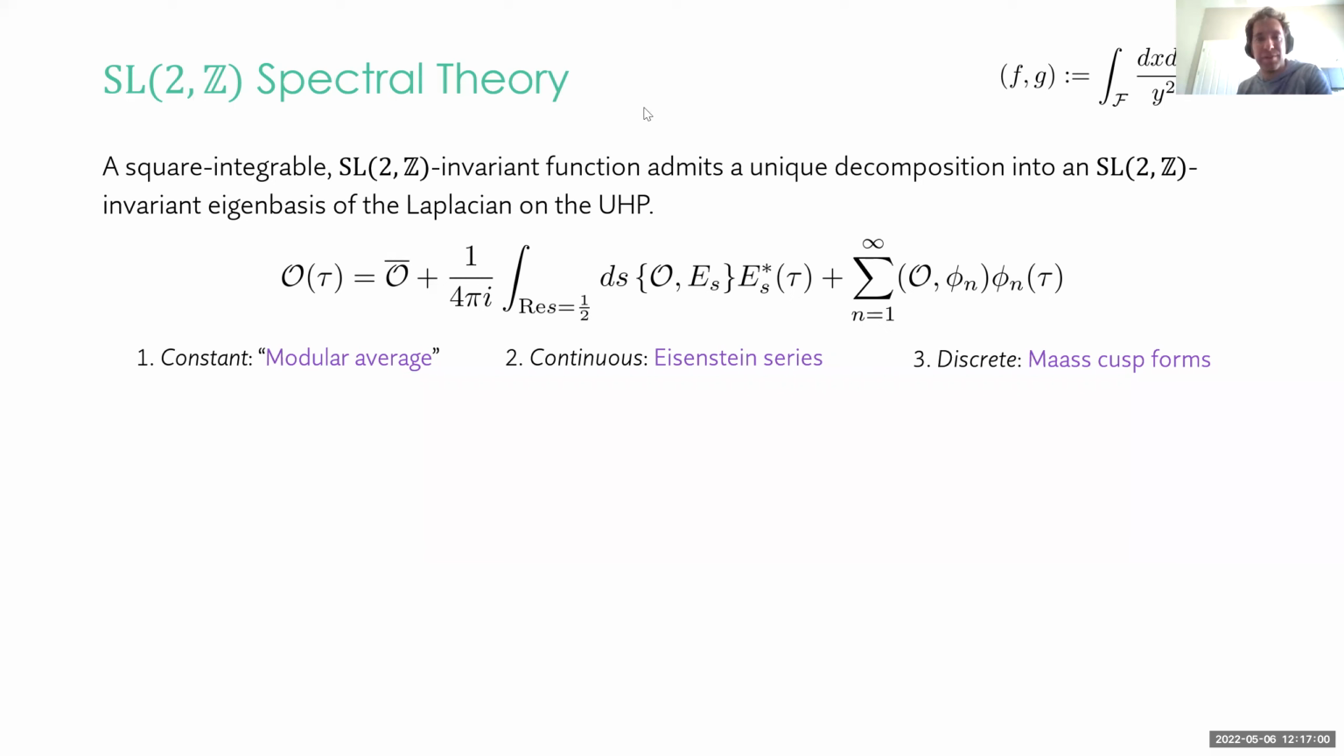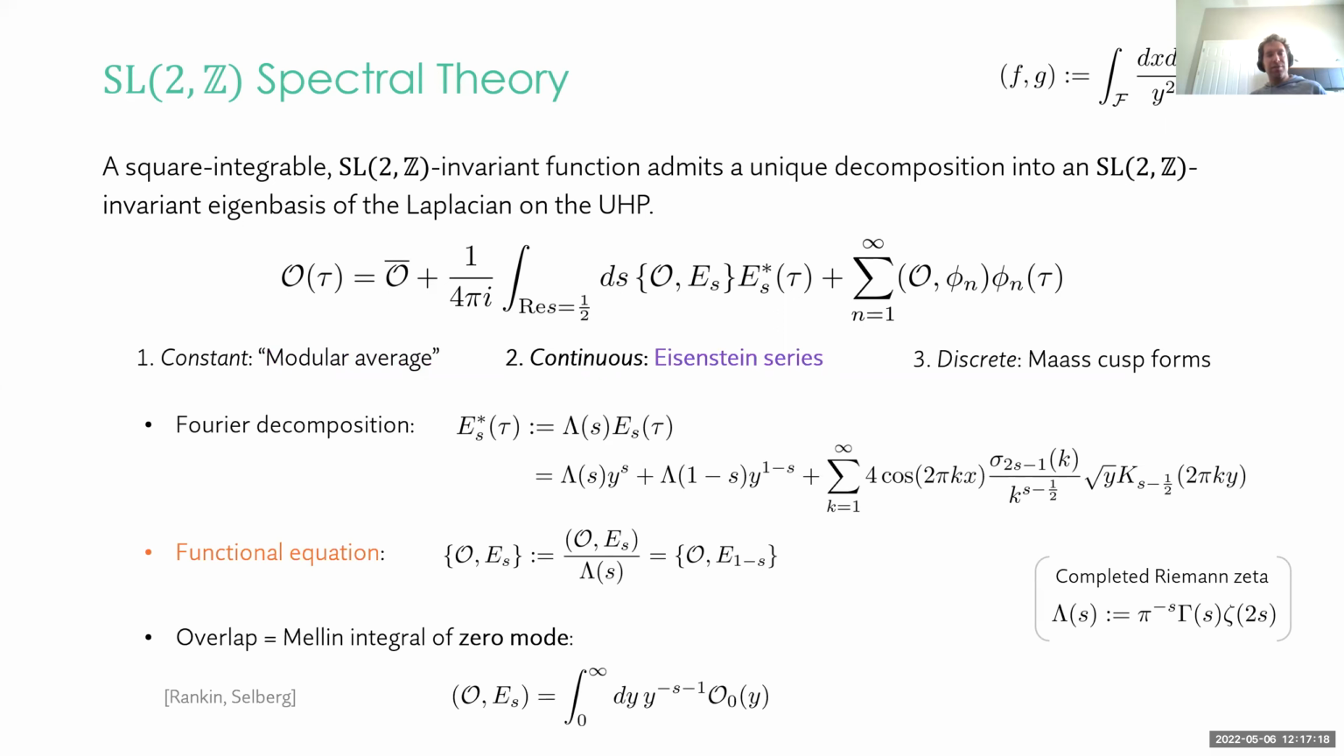Good. So the modular average is easy. This is just the average of O over the fundamental domain against 1. Hence the name, where we weight it by an inverse power of the volume, which you recall, despite being non-compact, the fundamental domain has finite volume with respect to this measure.